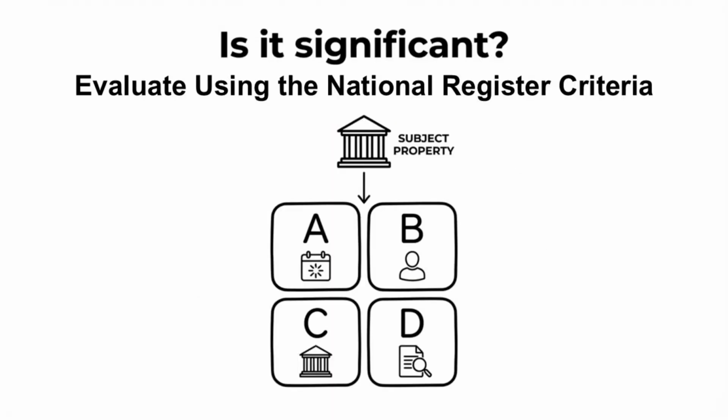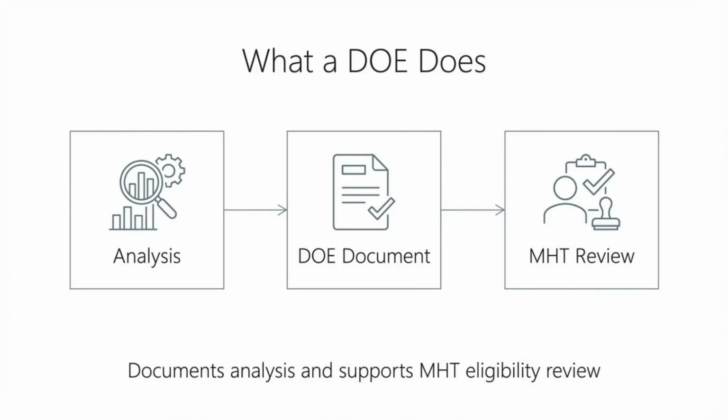To determine if a property is historic, it is evaluated using the National Register criteria, which consider whether a property is significant for its association with important events, people, architecture, or its potential to provide important information. A DOE documents this analysis and provides MHT with the information needed to review the property's eligibility.